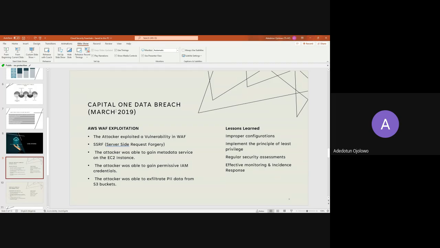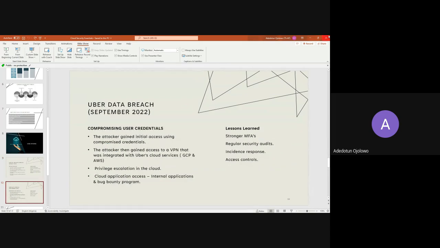Now we can look at another case study. This was very, very popular. It was in 2022 and it was Uber. I think it was in September 2022. And why it was really funny is how the attacker initially gained access into the cloud environment was by gaining compromised credentials.